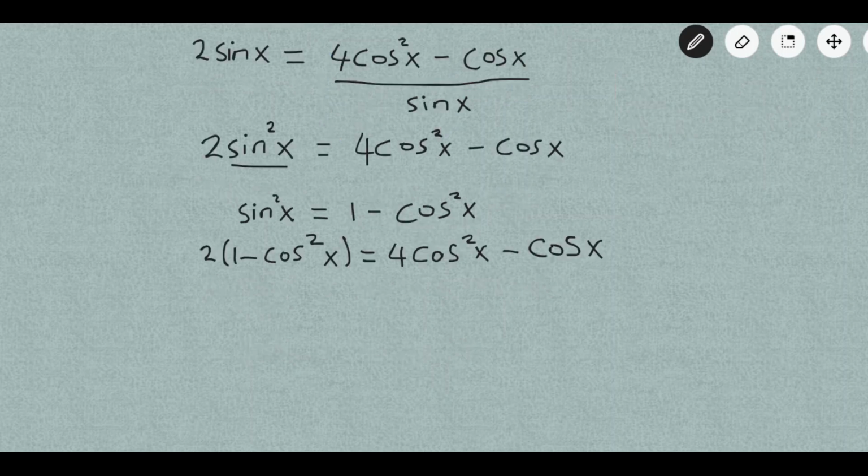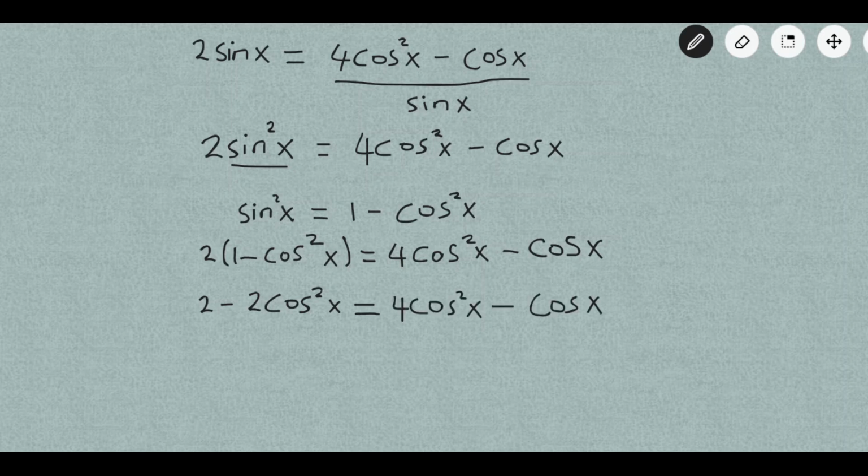Now the next thing I'm going to do is open the bracket. I have 2 multiplied by 1 is 2, minus 2 multiplied by cos squared x, which gives minus 2 cos squared x, which equals 4 cos squared x minus cos x.